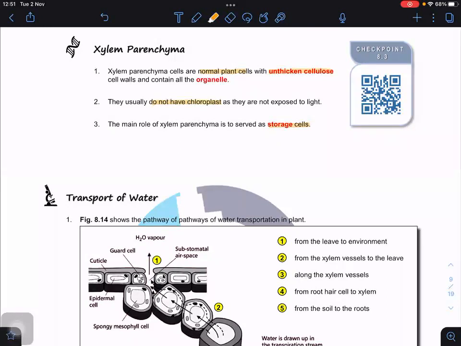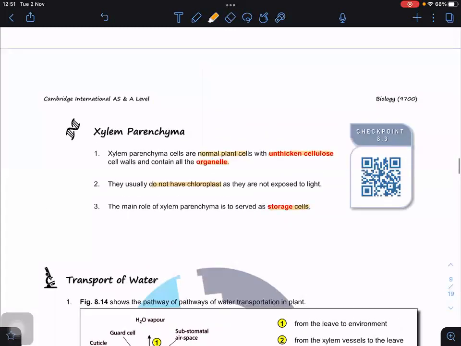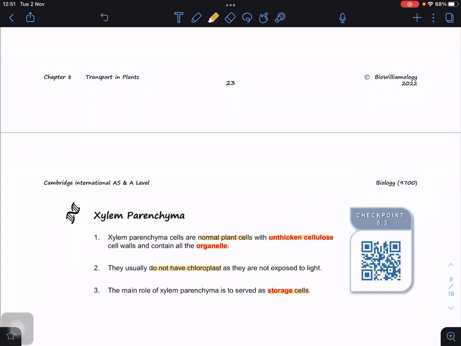Basically, when you view parenchyma under the light microscope, they have very thin cell walls, and they contain all organelles but no chloroplast. Try to imagine the xylem in the stem. In the stem, do they need to carry out photosynthesis? No need. So they serve as storage cells. Okay, with this, I've done the xylem vessel elements.